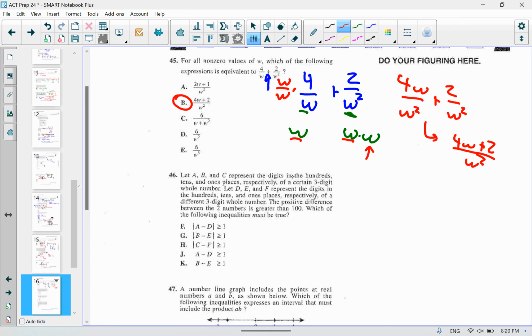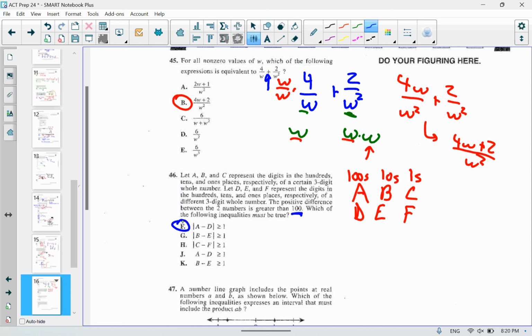Let's see. ABC represents the hundreds, tens, and ones. So this is hundreds. This is tens. And this is the ones. And DEF is the same. So when I subtract, the difference is greater than 100. What has to be true? Oh, A minus D has to be greater than 100, the absolute value for sure.